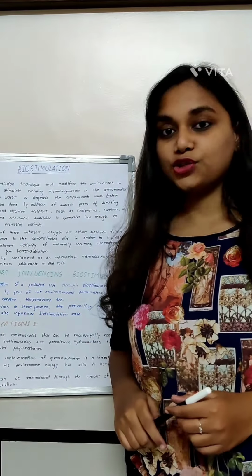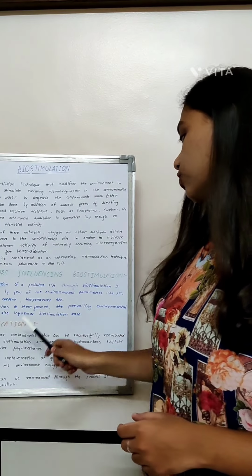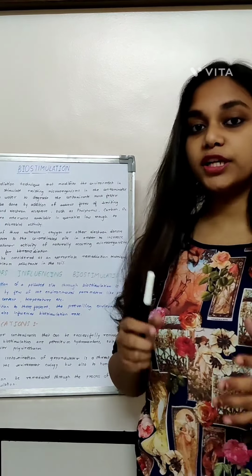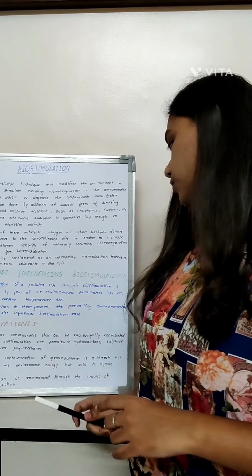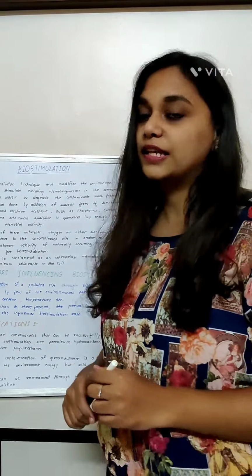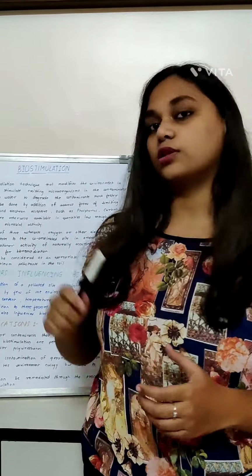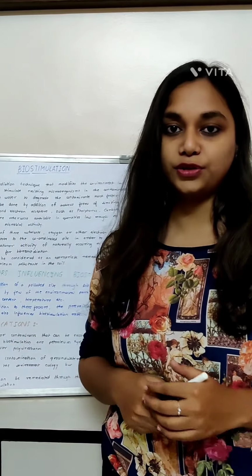So now the applications of biostimulation. The major contaminants that can be successfully remediated through biostimulation are petroleum hydrocarbons, sulfate, and polyester or polyurethanes. Now we know that sulfate is not only a threat to the environment but also to our human health. So with the help of biostimulation, we can definitely bioremediate the sulfate that is present in the soil or in water. So these were the applications of biostimulation.